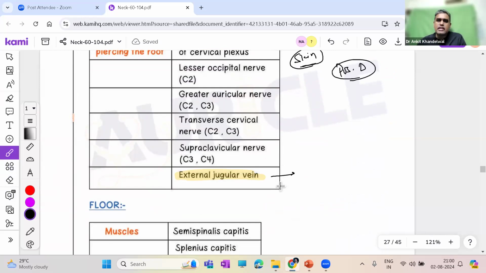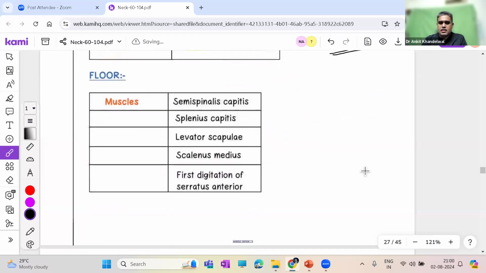Internal jugular vein is a deep vein. It is lying in the deep fascia, the carotid sheath. External jugular vein is a superficial vein. Okay. Then let us see the floor.